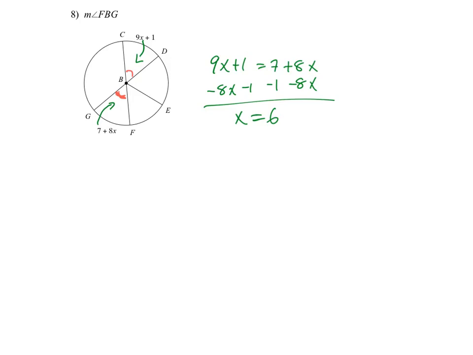So I'm plugging 6 right down here, because that's the one that I want to find, ABG. So measure of angle FBG equals 7 plus 8 times 6. So 7 plus 48. So this is 55 degrees.